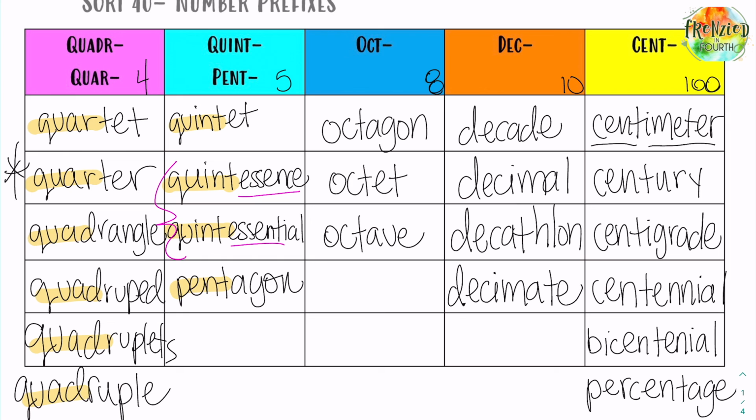So our 5 categories are all relating to numbers. Your goal for this week would be to really be on the lookout for other words that you see that either fall into these categories or that have other number prefixes as well.